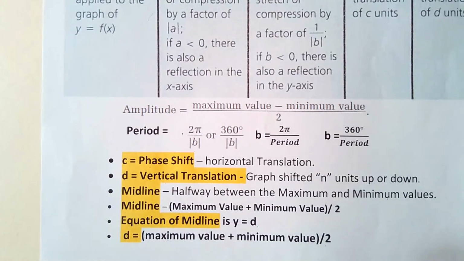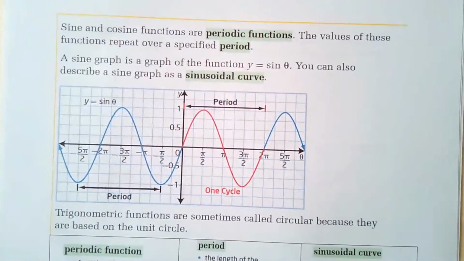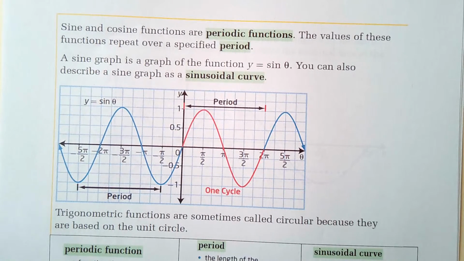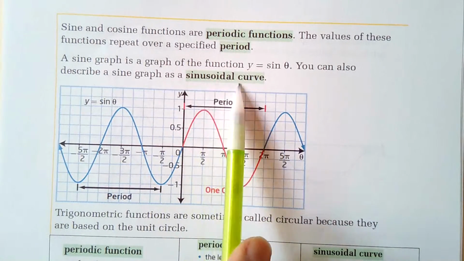So let's do a little bit of a recap of what we've done so far. We look at the sine and the cosine function, and we said the sine and cosine functions are periodic functions. In other words, the values of these functions repeat over a specific period. And they're described as sinusoidal functions, a curve.